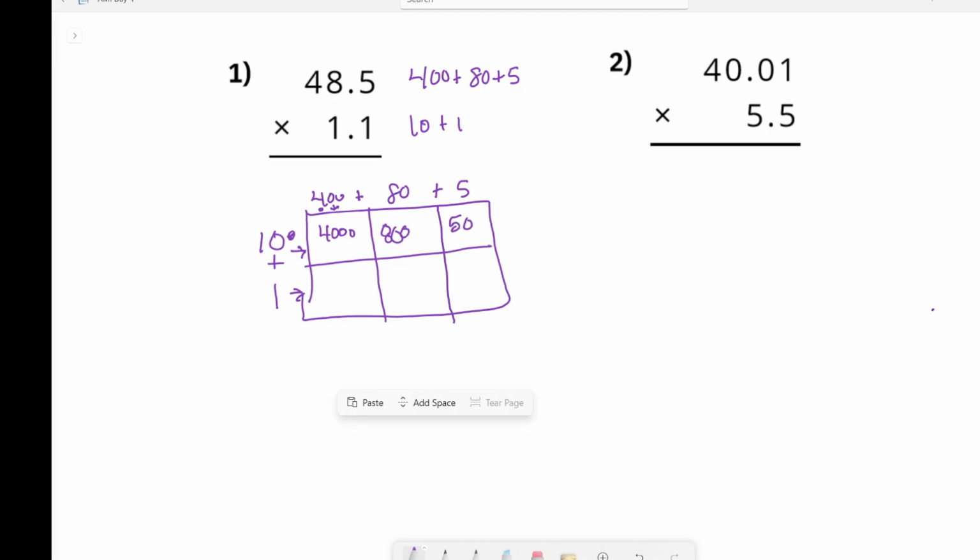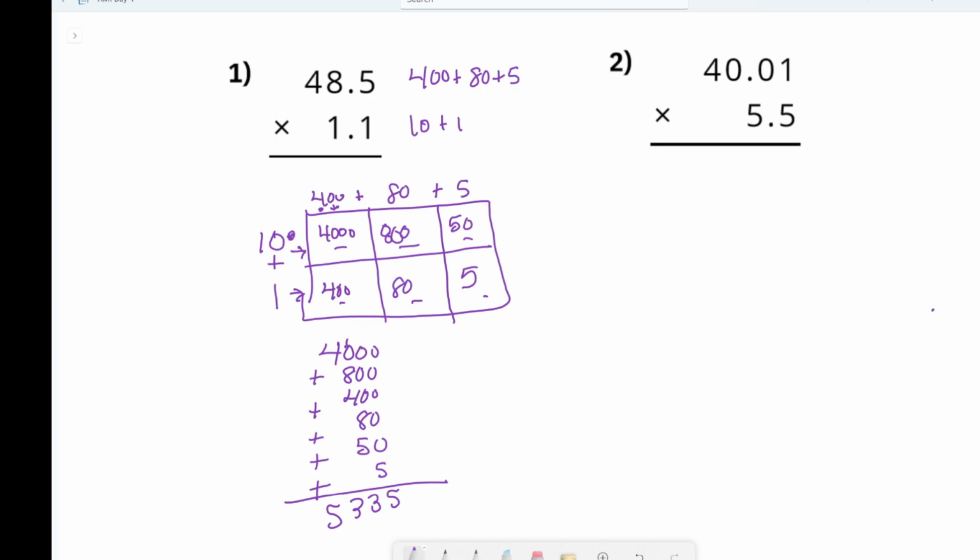Now let's do our 1. 1 times 400 is 400. 1 times 80 is 80. 1 times 5 is 5. And now we add all these together. 4,000 plus 800, 400 plus 5. 5, 3, 3, 5. And now we go in and put our decimal places. We have 1, 2 numbers past the decimal point. 2. Here we go. Okay.